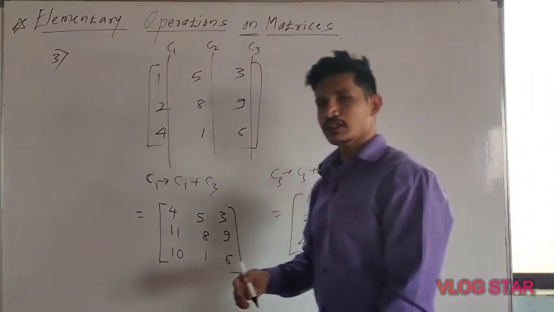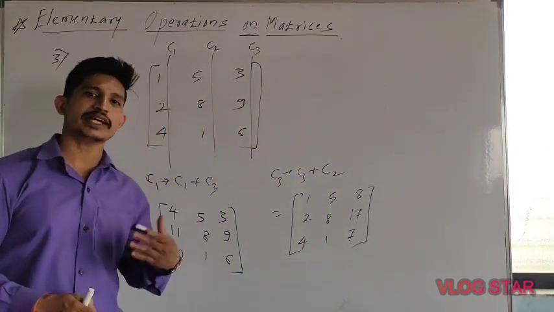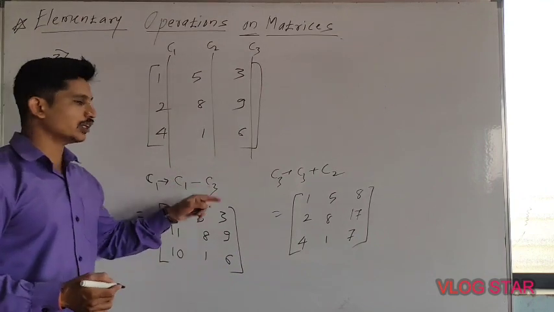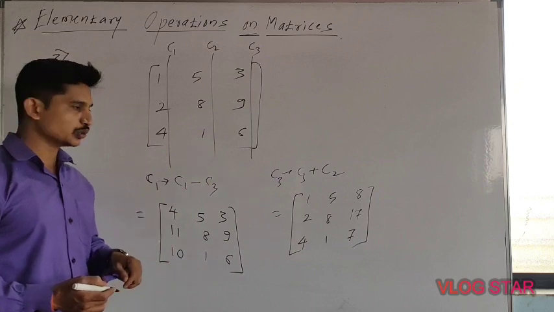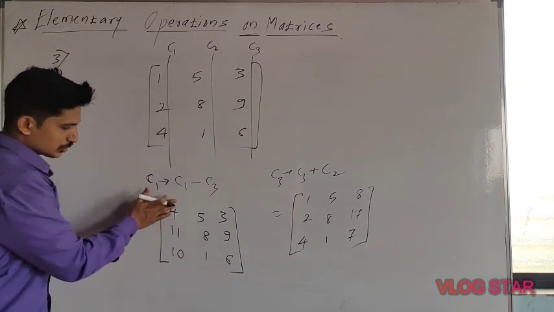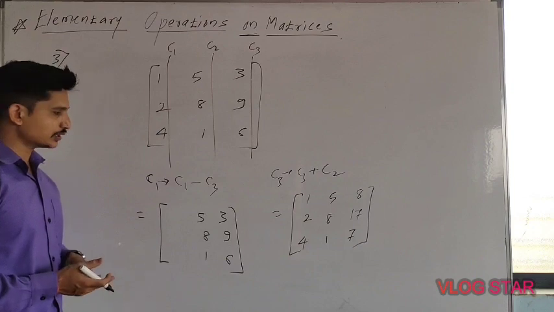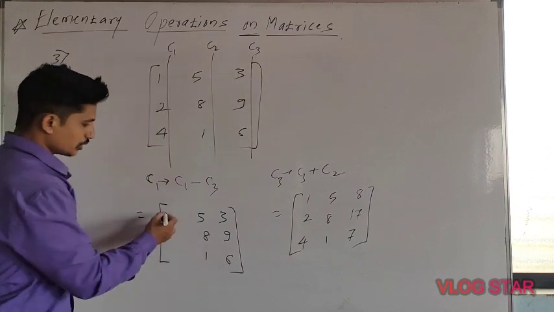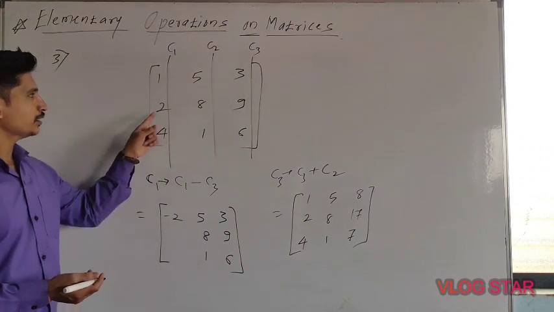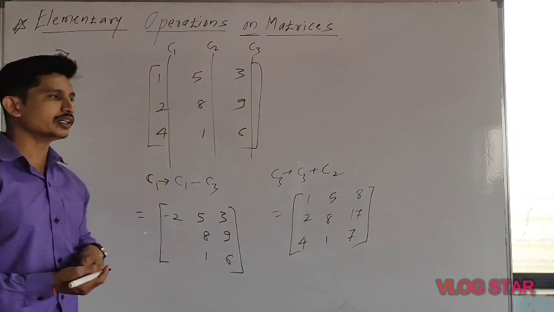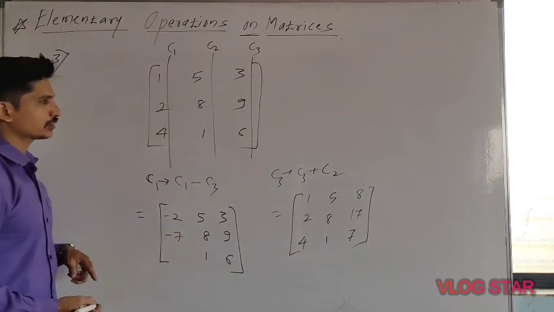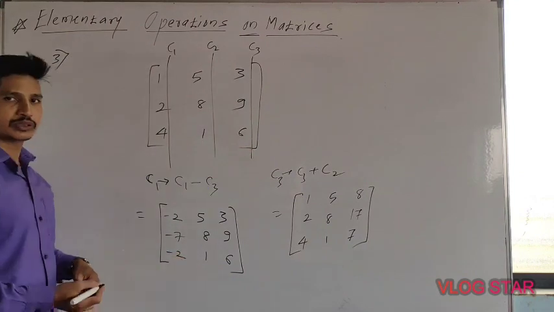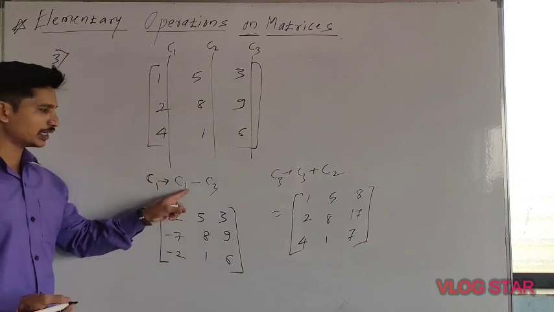Okay, so I have added here. You can do subtraction here also. How is it? Suppose I want to subtract column 1 minus column 3. Column 1 minus column 3. So what am I changing here? Column 1 I am changing. So column 1, let's change C1 minus C3. So 1 minus 3, minus 2 will come here. Okay. 2 minus 9 is minus 7. Okay. 4 minus 6 is minus 2. So I change here column number 1 by subtraction.